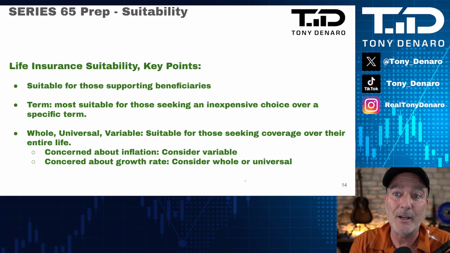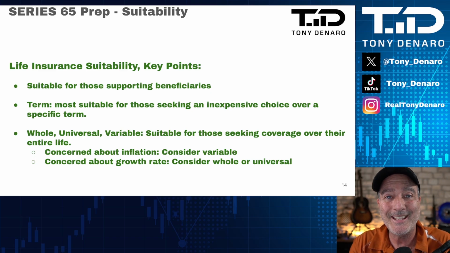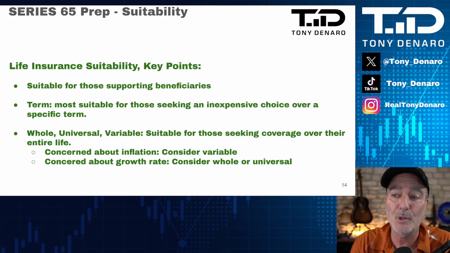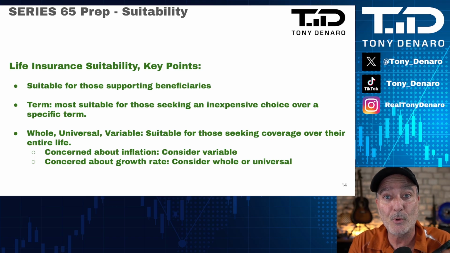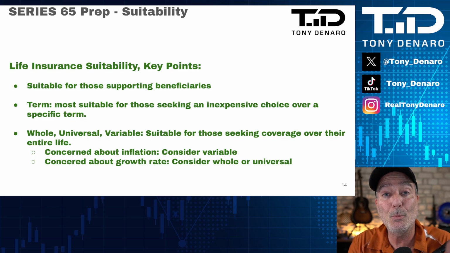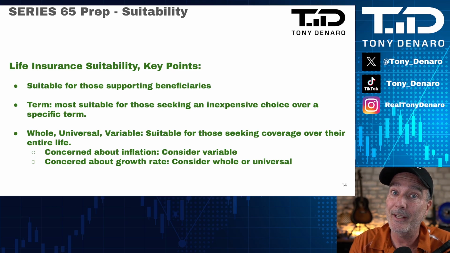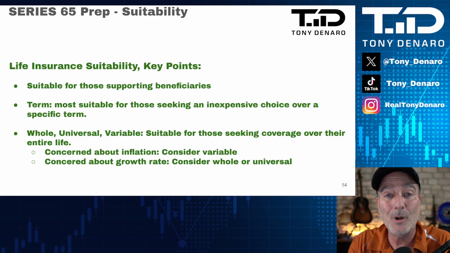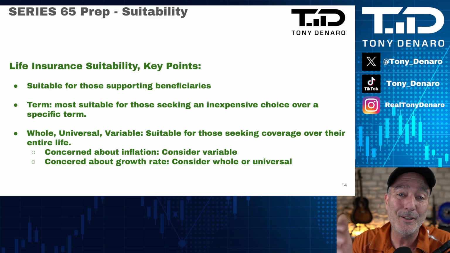So let's talk about life insurance suitability. Key things to remember, 3 simple bullet points. They are suitable for those who need to support beneficiaries. The term life insurance, which we recall is the least expensive one, is most suitable for those seeking an inexpensive choice for a specific term, a certain amount of time.